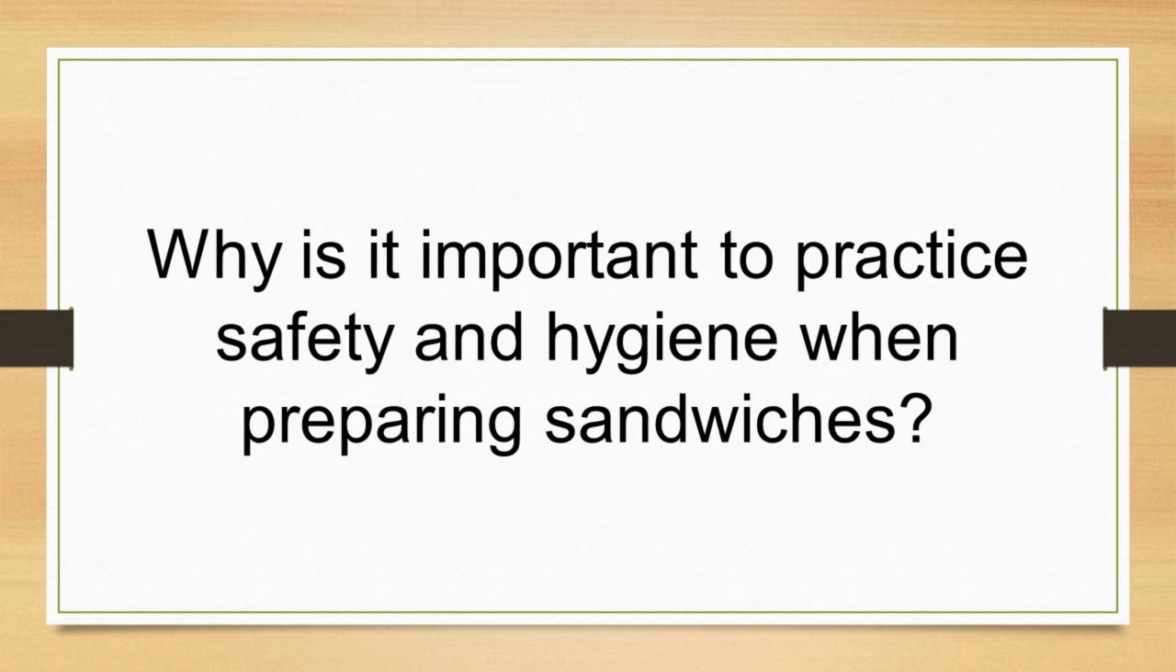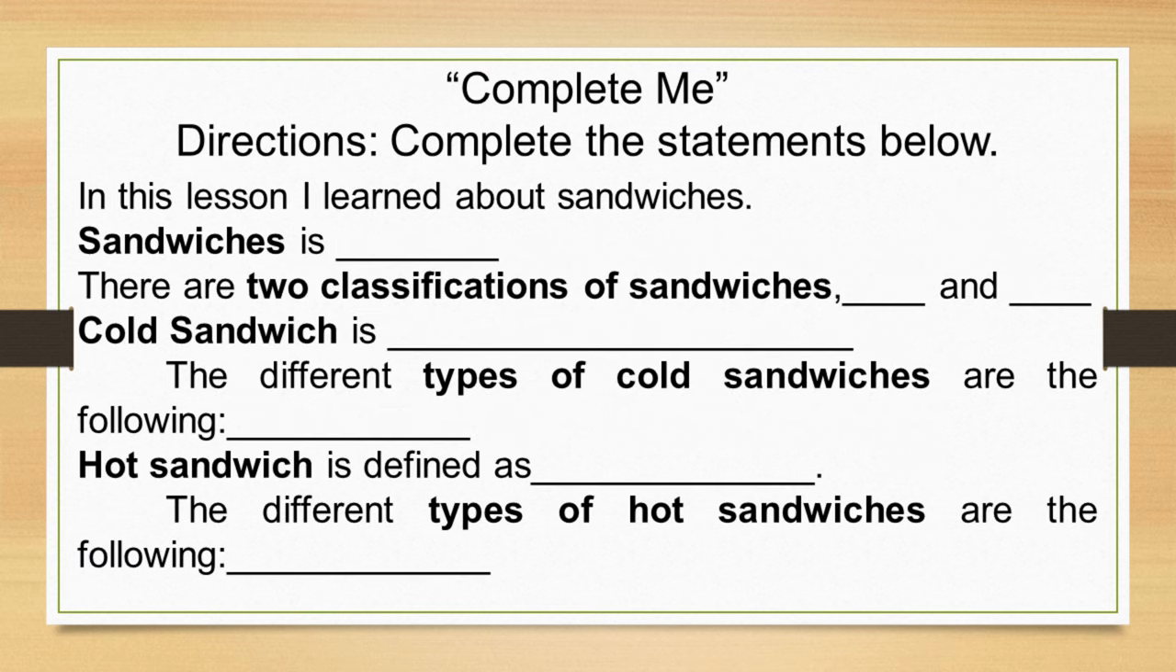Why is it important to practice safety and hygiene when preparing sandwiches? For your next activity, complete the statements. Sandwich is... There are two classifications of sandwiches. Number 1 is... And number 2... Cold sandwich is... The different types of cold sandwiches are the following... Hot sandwich is defined as... The different types of hot sandwiches are the following... Very good. I hope you got them all right. If not, you may play back the discussions.